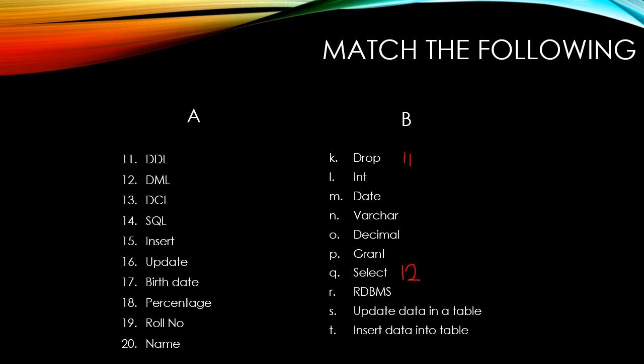Now the next one is DCL, that is data control language. Data control language means all controlling things will come, like granting the permission and revoking the permission. Permission देना और permission निकालना. Those two commands come in DCL. From this side we can see only grant is given. So this is the correct answer. So here I am going to write 13.